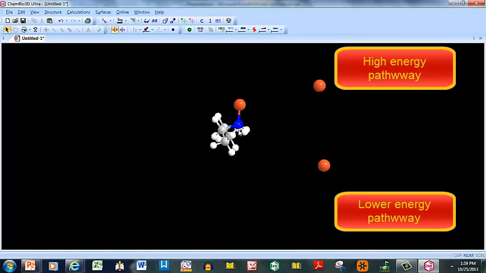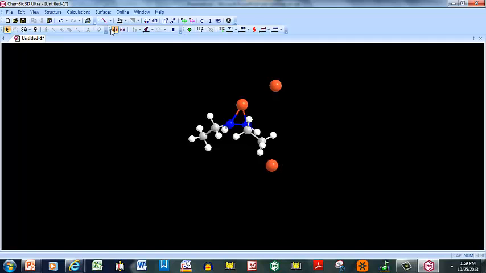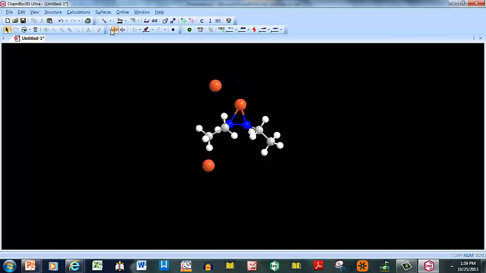So this is going to be the approach, and I hope that helps to explain why we see the trans product, and I also hope it helps to clear up some of the issues that we were discussing when we were looking at this reaction in class.